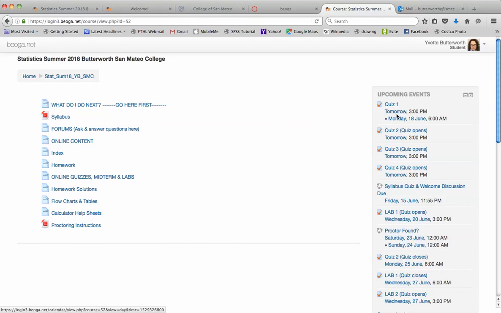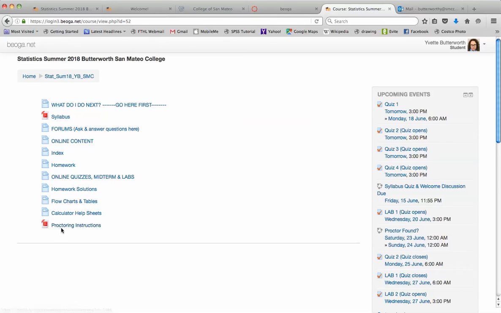The first thing is the quizzes, and it opens tomorrow, and it's due Monday the 18th of June at 6 a.m. Quiz 2 opens tomorrow, quiz 3 opens tomorrow, quiz 4 opens tomorrow. All the quizzes are open from the first Wednesday of classes until their due dates. And then it has a reminder here from your calendar about the syllabus quiz and the welcomes. This over here is essentially a calendar. And then it tells you that the lab's due and reminds you about the proctor.